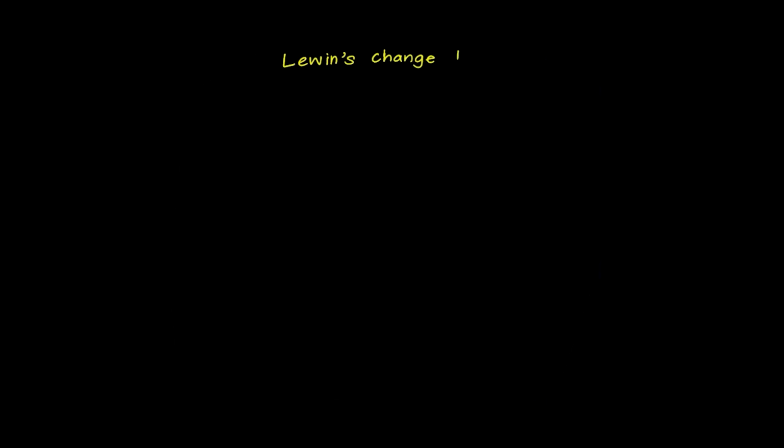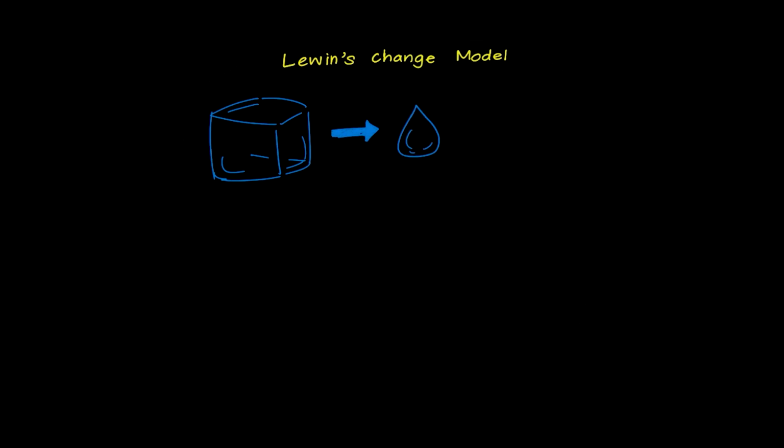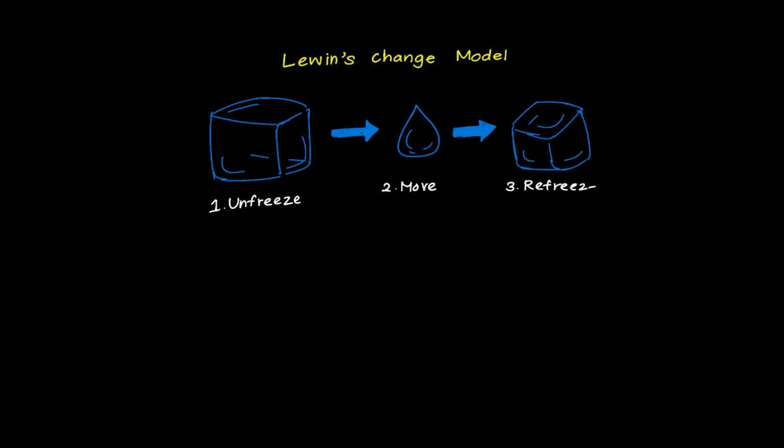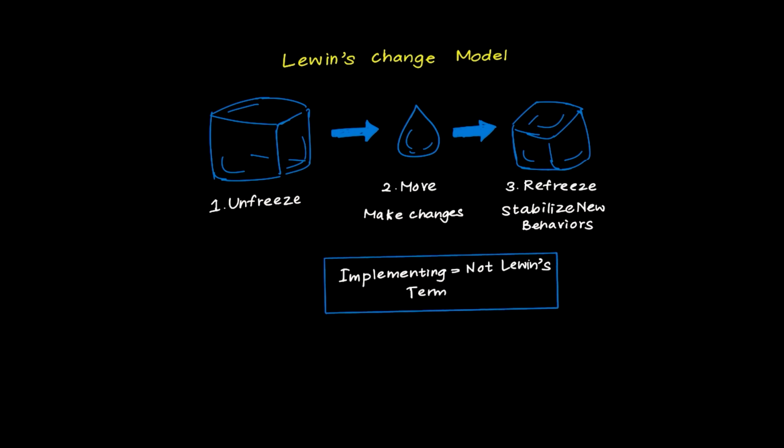Lewin's change model has 3 steps: unfreezing, moving, refreezing. The first step is always unfreezing. Before people will change, they need to understand why change is necessary. Unfreezing creates awareness and reduces resistance to what's coming. Moving is the second step, actually implementing the changes. Refreezing is third, stabilizing the new behaviors so they stick. Implementing isn't Lewin's terminology. The sequence is unfreeze, move, refreeze.